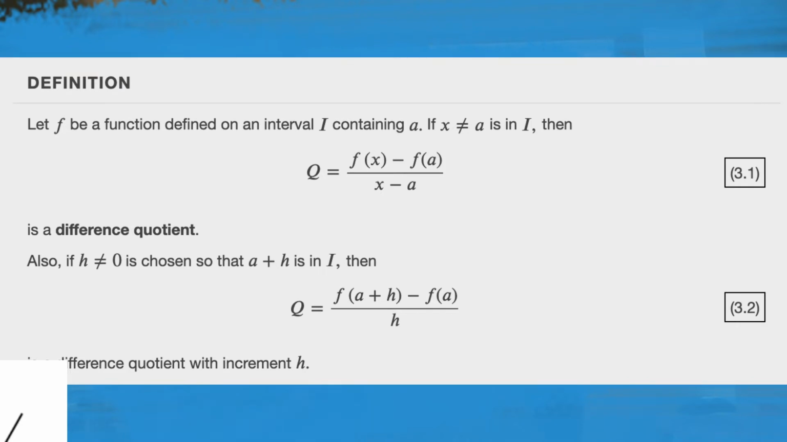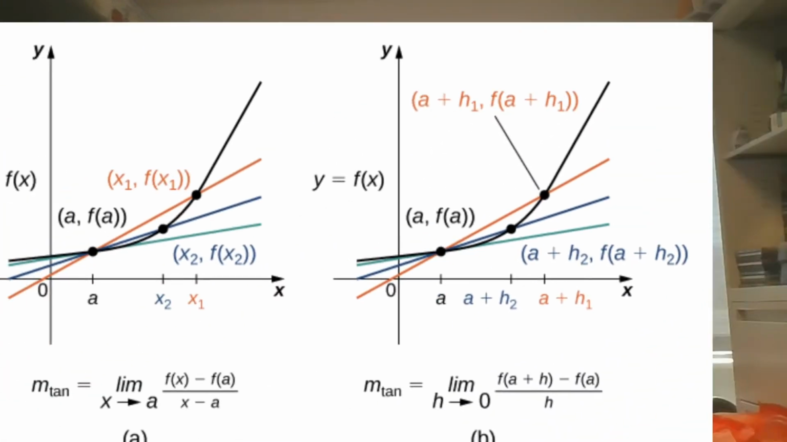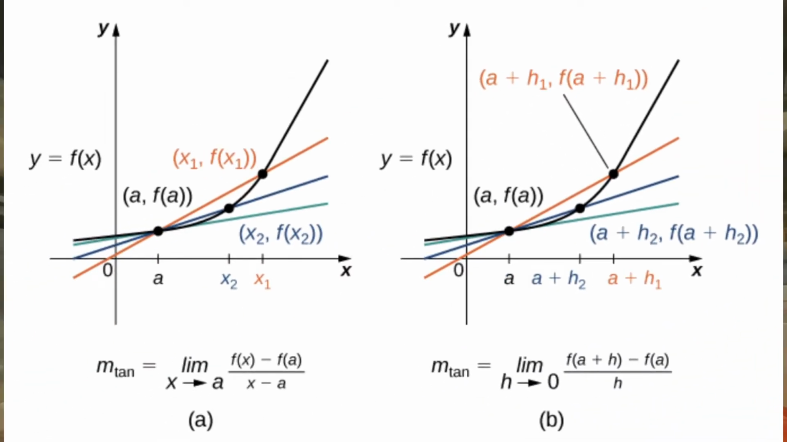Now if we replace x minus a with h, then we can also replace x with a plus h, and so we can rewrite the same difference quotient using f of a plus h minus f of a, divided by h. Now this is still going to give us the slope of the secant line, and if you remember, we take limits as the values get closer and closer to our a value to eventually get our tangent line.